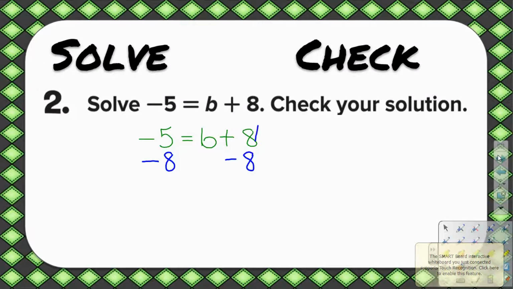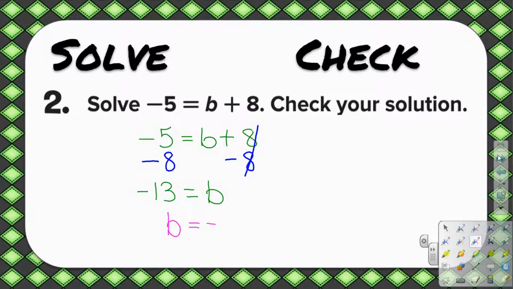And 8 minus 8 cancels out. And that leaves us with b on the right. Equals, what's negative 5 minus 8 more? That's going to give us negative 13. So right now it says negative 13 equals b. While that's a true statement, we generally want to have our variable on the left side. And since this is an equation, both sides are equal. So it is totally cool to go ahead and switch sides and say b is equal to negative 13.